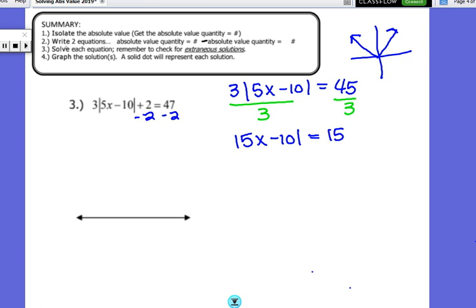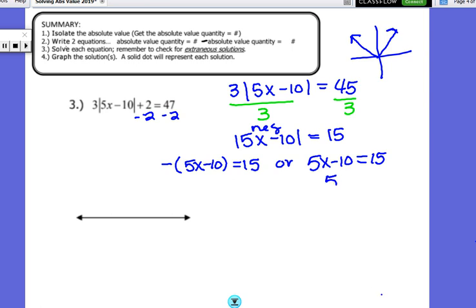So when I break this into two equations, I need to consider the positive half, 5x minus 10 is equal to 15. But I also have to consider if the number inside of here is negative, so that's the opposite of this: the opposite of 5x minus 10 is equal to 15. I have to break this apart so I can solve it. I can't solve it with the absolute value in there. That's why I'm breaking this apart. I'm looking for two solutions, remember. Now it turns into Algebra 1.